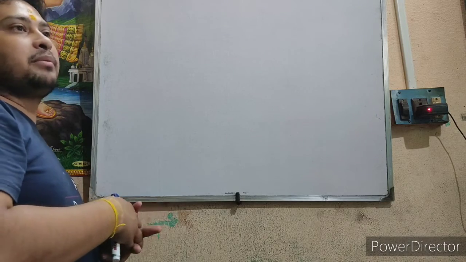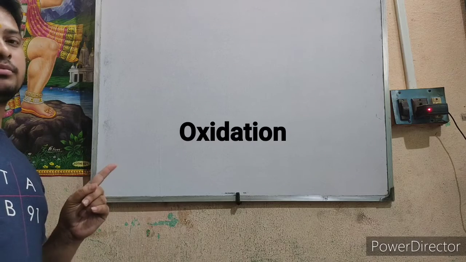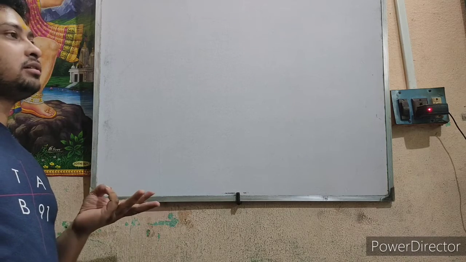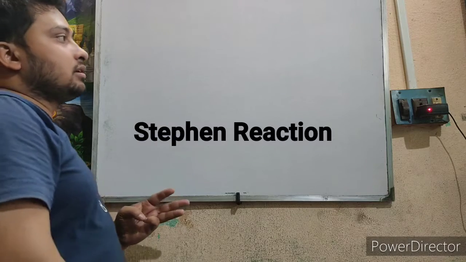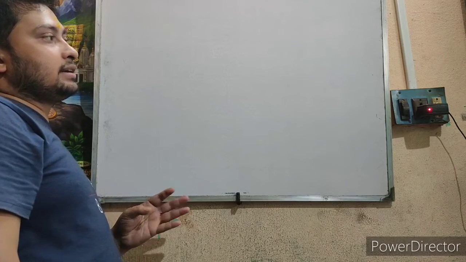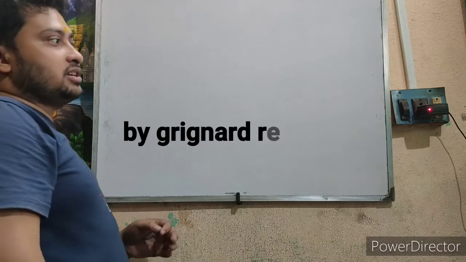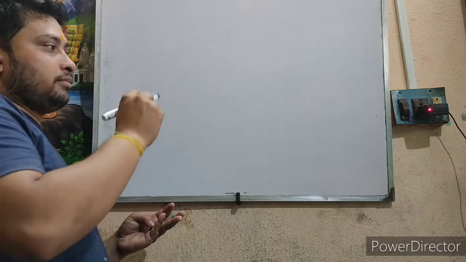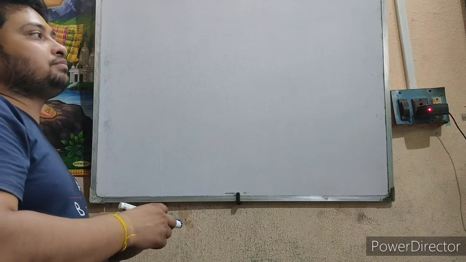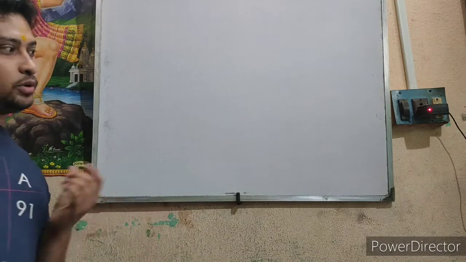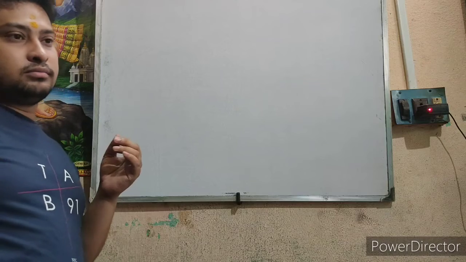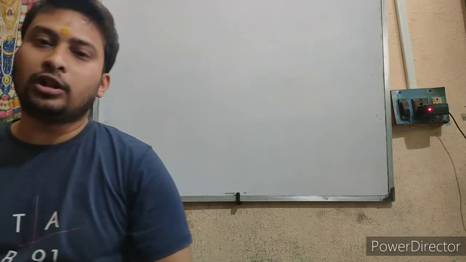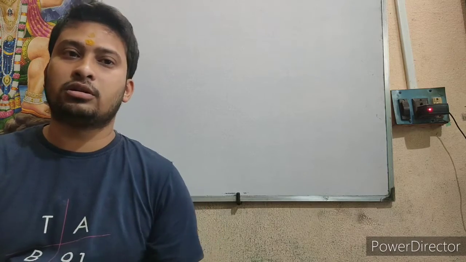Then I gave you some chemical reactions. First oxidation, second reduction, and third the Stephen reaction, and Grignard reagents. So those are the very important topics. Main topics are the Stephen reaction, reduction reactions, and the oxidation process. And the preparation of acid from cyanide, ketone from cyanide, and aldehyde from cyanide. Those are very important. So these are very small things that I came to tell you. This is all about alkyl cyanide.